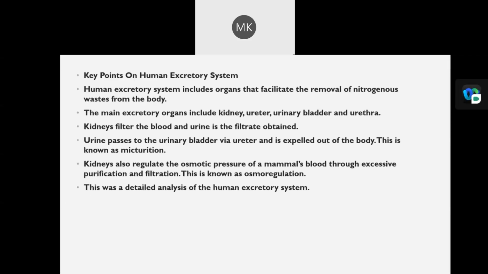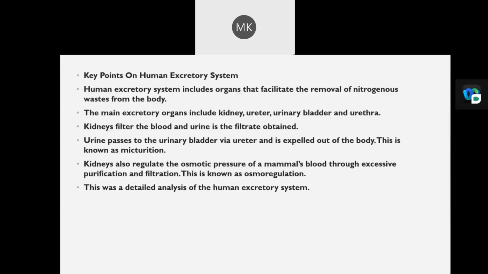Key points on the human excretory system. The human excretory system includes organs that facilitate the removal of nitrogenous waste from the body. The main excretory organs include the kidneys, ureters, urinary bladder, and the urethra. The kidneys filter the blood and the urine filtrate is obtained. Urine passes to the urinary bladder via the ureters and is expelled out of the body via the urethra.